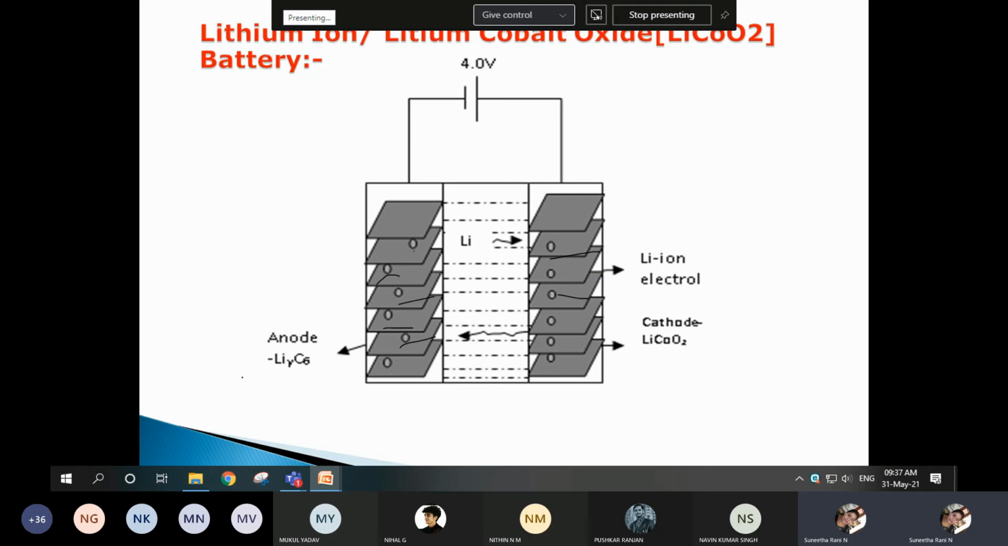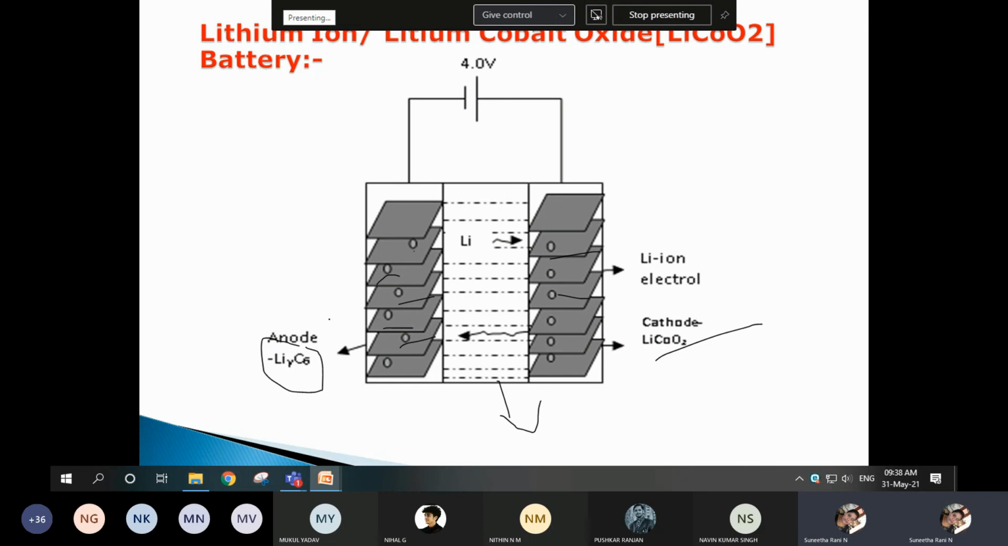So this is LiXC6, which means it is a coated one. The carbon electrode, the carbon layer, is coated with lithium. So the anode also contains lithium coated on the carbon. The cathode also contains lithium because it is made up of lithium cobalt oxide. Electrolyte also contains lithium because it is a lithium salt.